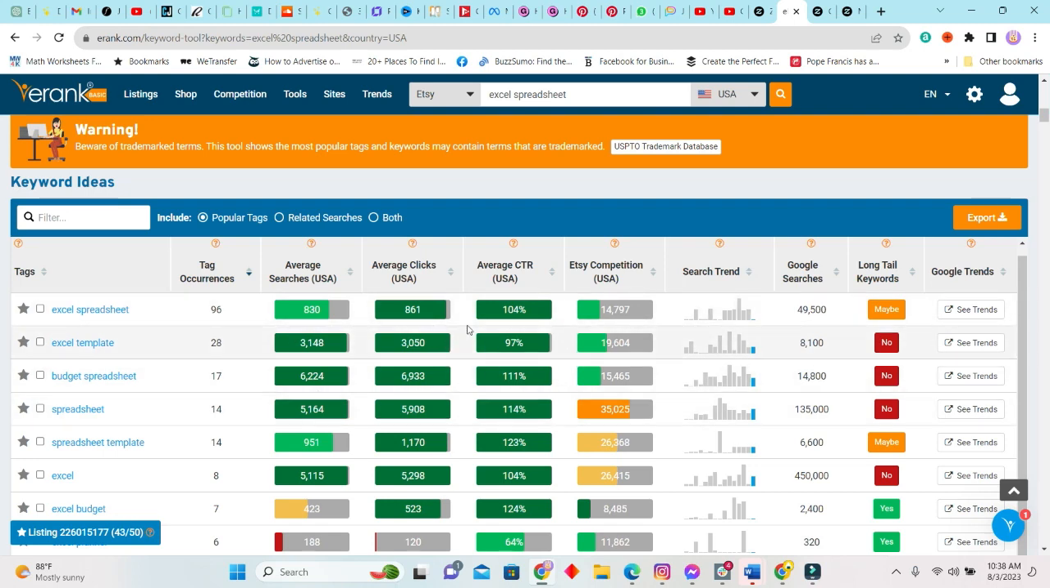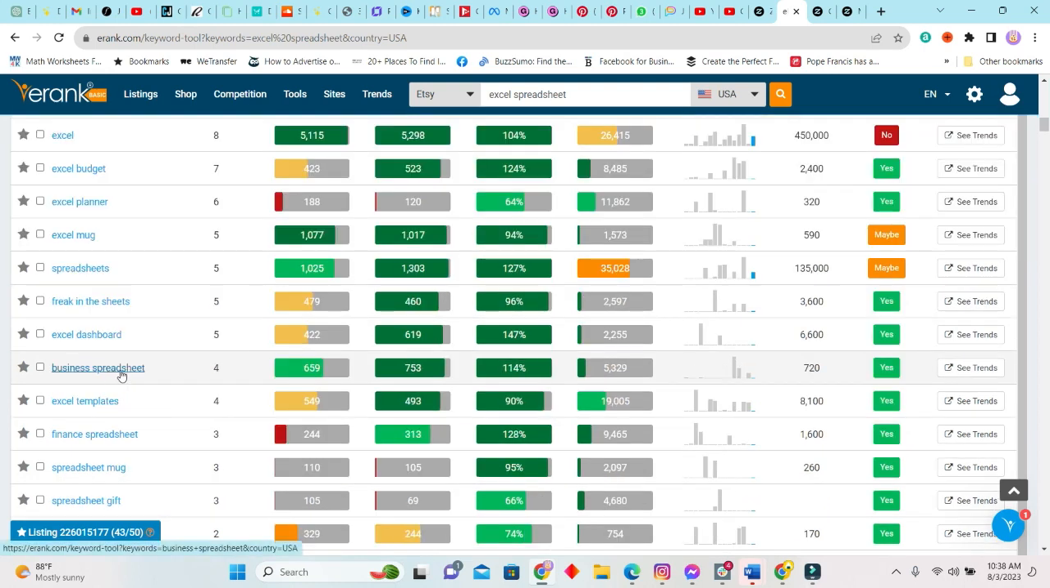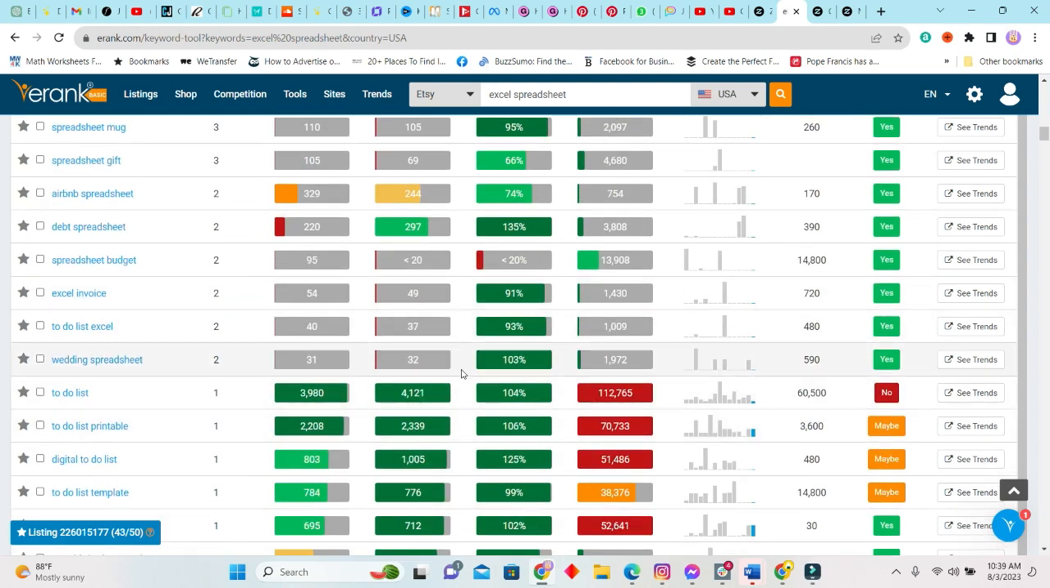So eRank is showing us that there are lots of opportunities in the Excel area, because we have Excel spreadsheets, Excel templates, budget spreadsheets. So these are very good areas, good opportunities for us to explore. Okay, then we have business spreadsheet, which is very good as well, good opportunity that you can create.